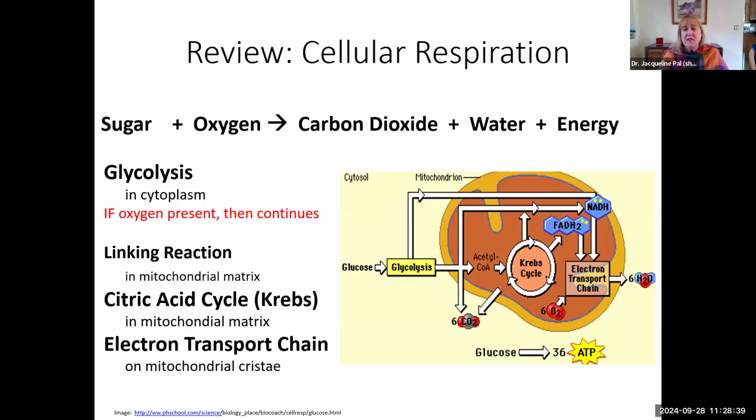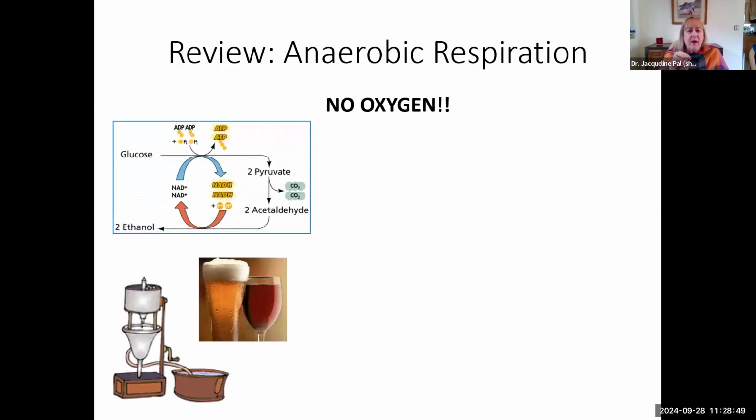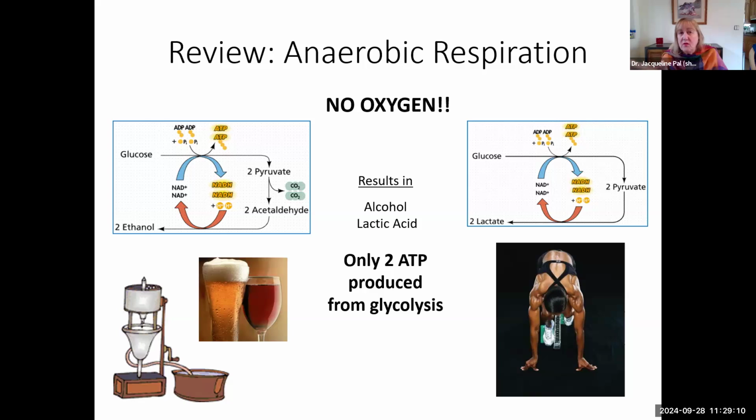Now, what happens if we don't have oxygen? Well, then nothing moves into the mitochondria, and we have anaerobic respiration. And so there's 2 different things that could happen. The first is that pyruvate could end up forming ethanol or alcohol. And so you would only end up with the energy formed through glycolysis. The second option is that pyruvate could end up forming lactic acid. So with anaerobic respiration, you either make alcohol or lactic acid.